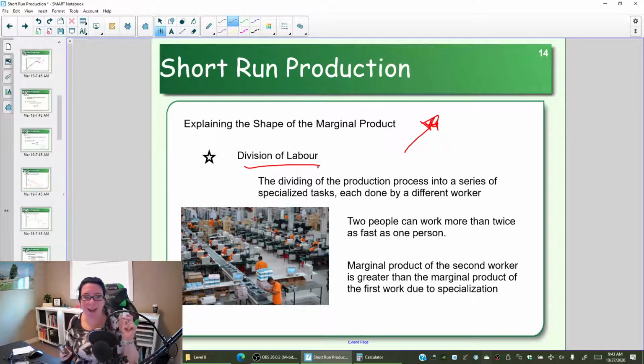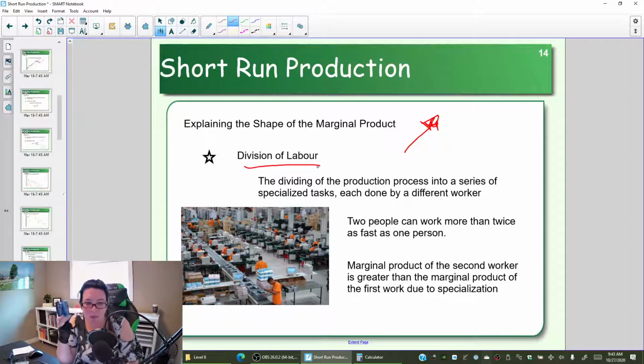If we assign each of those tasks to a different person, then what we find is that more people, so if we have 2 people, for example, let's say one is doing the folding, one is doing the stapling, then 2 people can work more than twice as fast. So if we have one person fold, another person staple, we get more than if we have one person folding and stapling.